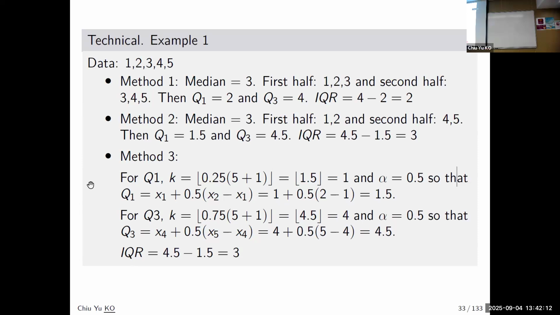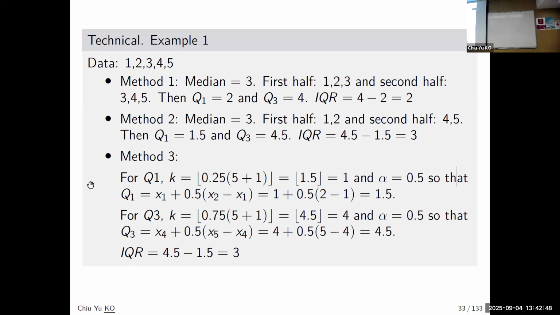Second case, the median is excluded. If we have 1, 2, 3, 4, 5, the median is 3. The median is not counted, so take 1, 2 as the first half. With two numbers, the median is just the average, which is 1.5. The second half is 4, 5, because the median is not included, and the midpoint is 4.5. So the IQR is 4.5 minus 1.5. So depending on how you do the calculation, the IQR is different, and it can differ a lot.